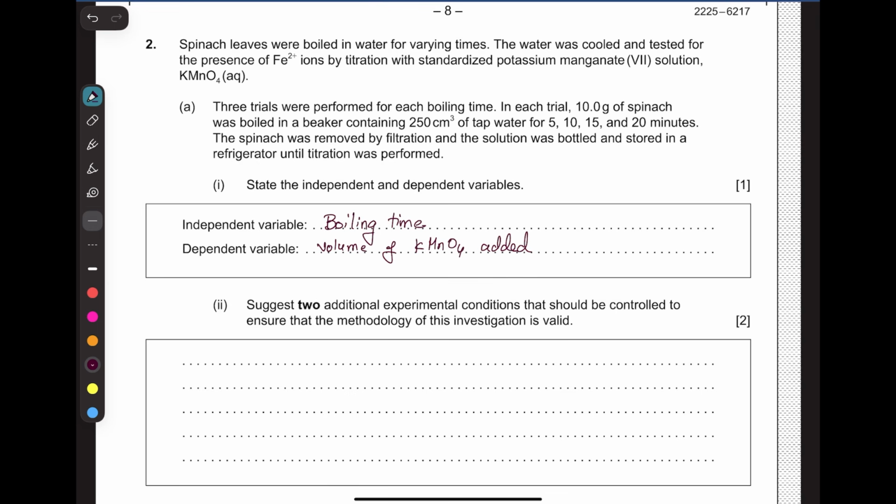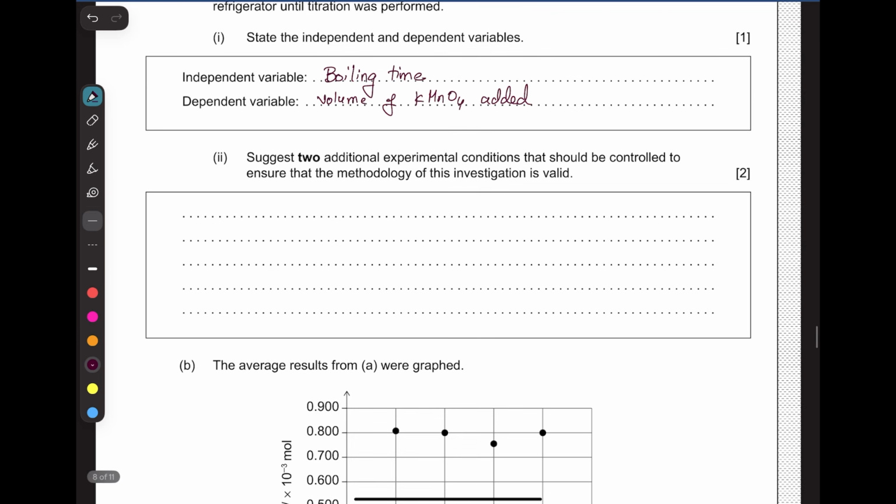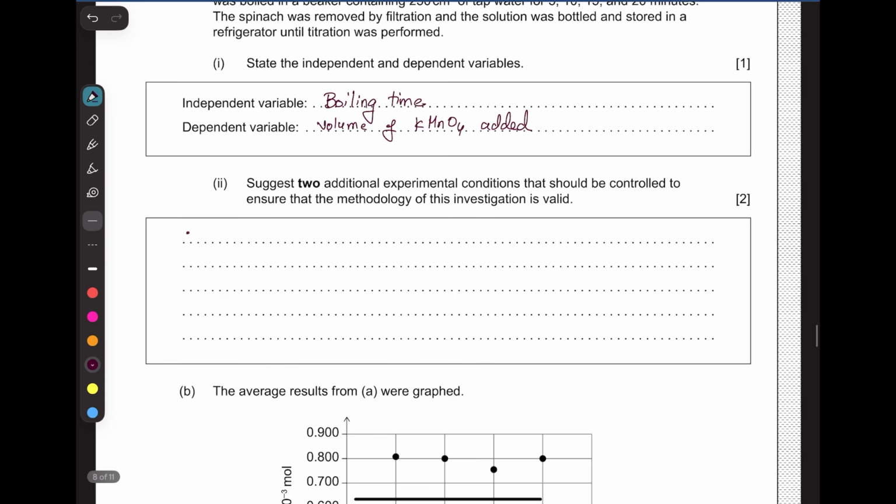Now we have to suggest 2 additional experimental conditions that should be controlled to ensure that the methodology for this experiment is valid. Okay. So first, the water used, it doesn't say distilled water anywhere. So we have to make sure we are using distilled water so that there are no other ions present at the start of the reaction.